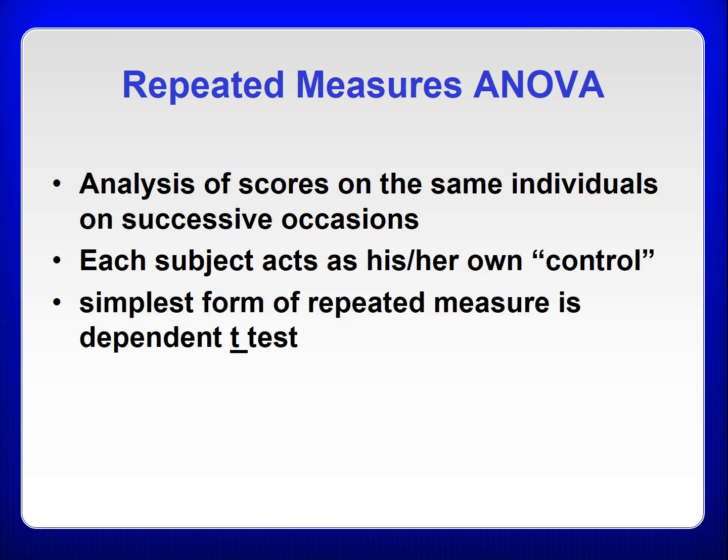The problems of repeated measures ANOVA include: 1. Carryover effects. 2. Practice effects. 3. Fatigue. 4. Sensitization.